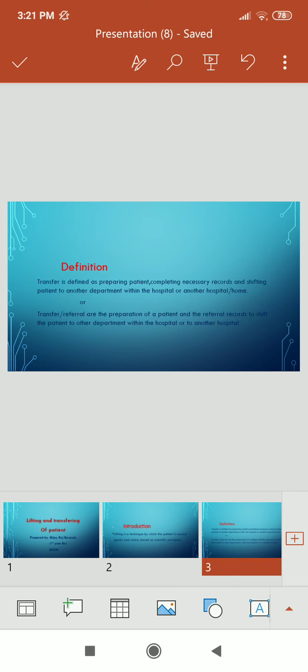Definition. Transfer is defined as preparing the patient, completing necessary records and shifting the patient to another department within the hospital or another hospital. Transfer or referral is the preparation of the patient and the referral records to shift the patient to another department within the hospital or another hospital.